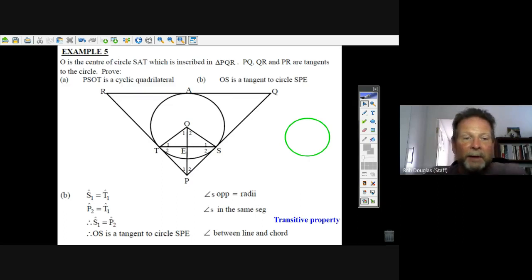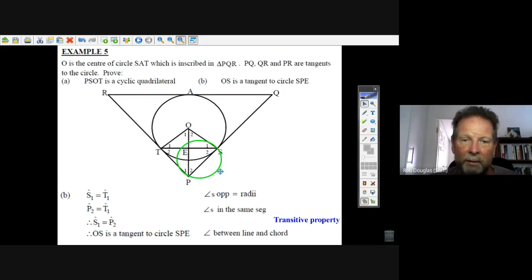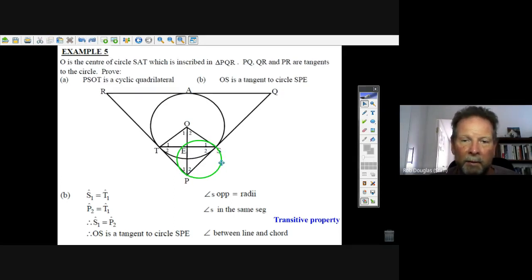Okay. Let's look at this next question. It says, prove that OS is tangent. This line right here is tangent to a circle SPE. What does that mean? You're supposed to prove that you could fit a circle so that it would touch S, E, and P. So you want to have it so that you could put a circle right like that, that would pass through S, P, and E. We want to prove that that's true.